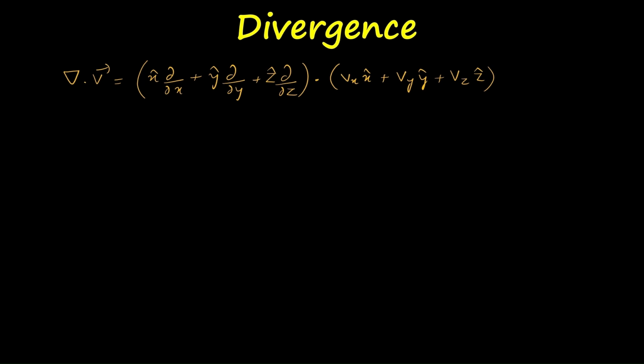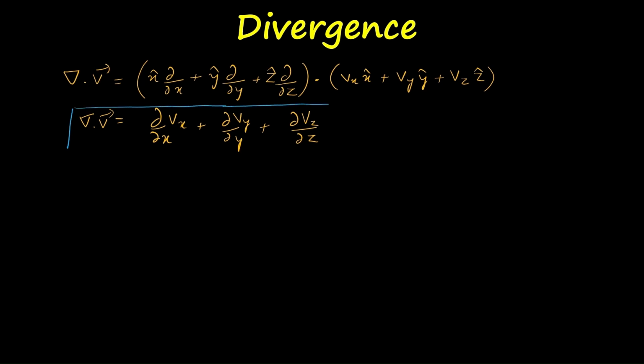Now if we take the dot product, then we can get this expression: partial derivative of vx with respect to x plus partial derivative of vy with respect to y plus partial derivative of vz with respect to z. So this is the mathematical expression of the divergence of a vector.